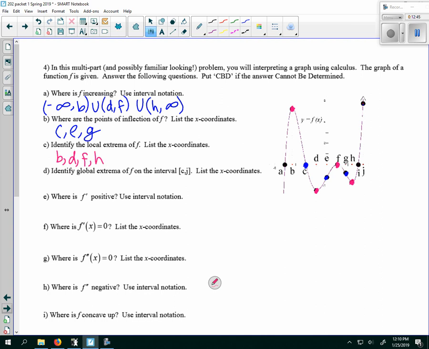Okay, the global extrema on the interval C to J. I want the x coordinates. So I'm looking between C and J. The global extrema, so I want the highest point and the lowest point. So my x coordinate of the highest point is I, or no, it looks like J. This is the highest point on that entire interval, happens at J.